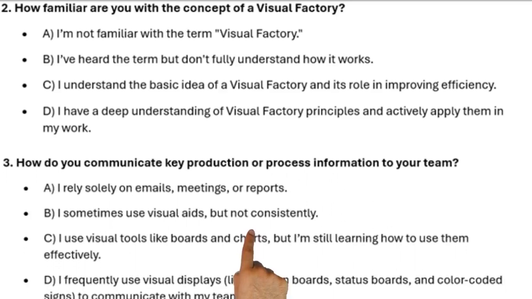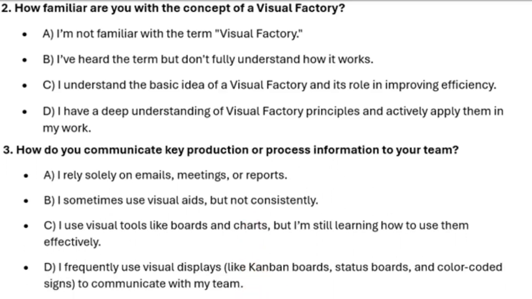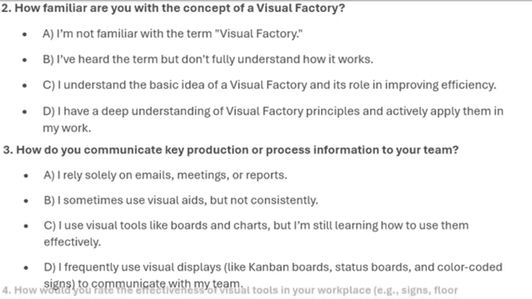3. How do you communicate key production or process information to your team? A. I rely solely on emails, meetings, or reports. B. I sometimes use visual aids, but not consistently. C. I use visual tools like boards and charts, but I'm still learning how to use them effectively. D. I frequently use visual displays, like Kanban boards, status boards, and color-coded signs, to communicate with my team.